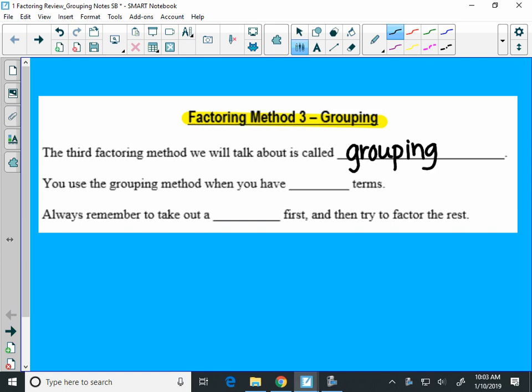Now, grouping is special because it is only able to be used when you have 4 terms. Okay, so we've done GCF where it didn't matter the number of terms. We did difference of squares, where you can only factor using 2 terms. Grouping can only be used with 4. Another reminder, you must always remember to look and take out a GCF first before you factor anything else.